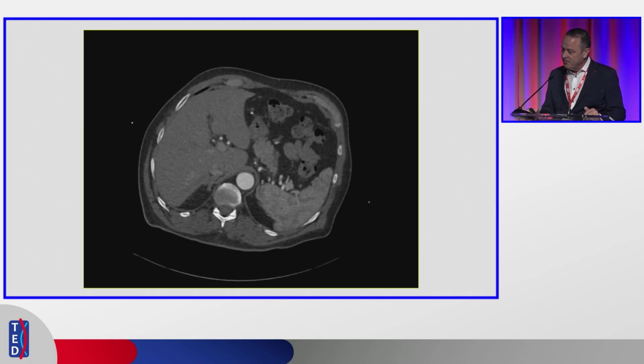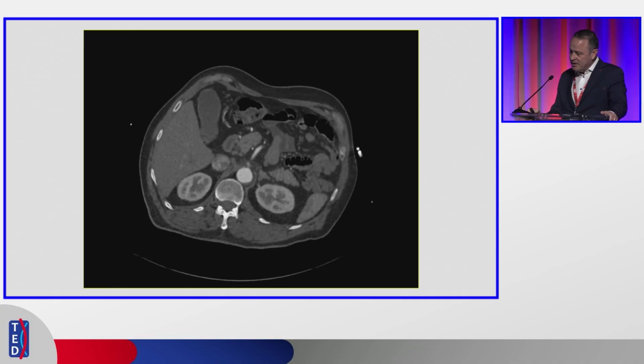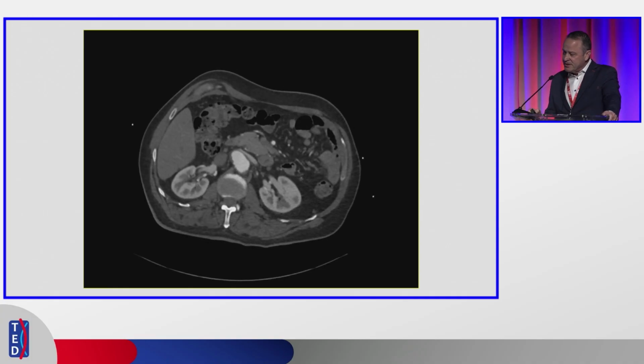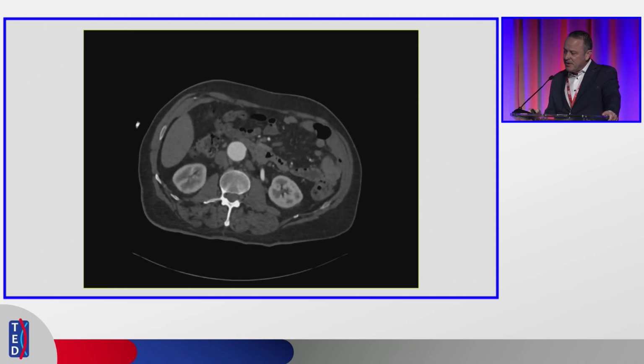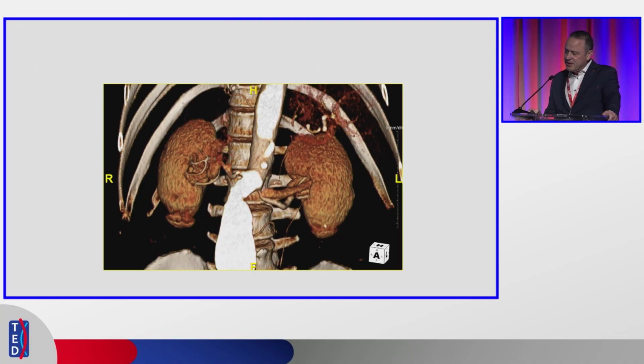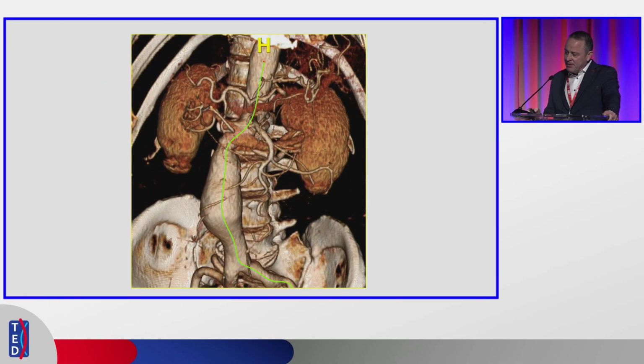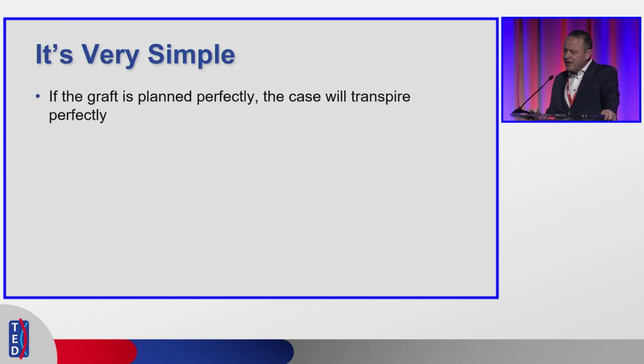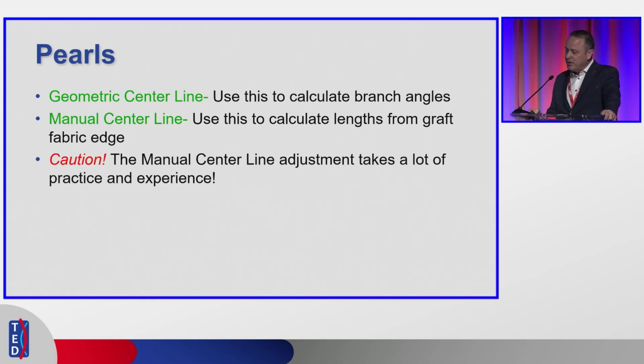Well, that's the problem. Here's a patient that presents with a juxtarenal aneurysm, nice juicy visceral vessels, and some aortic angulation, and I'm going to walk through some sizing measurements. You can see there's some angulation. When you do the geometric center line, that's how you calculate your angles. This is the geometric center line that TeraRecon spits out. It's very simple: if the graft is planned perfectly, the case will transpire perfectly. They always go well when they're planned perfectly.